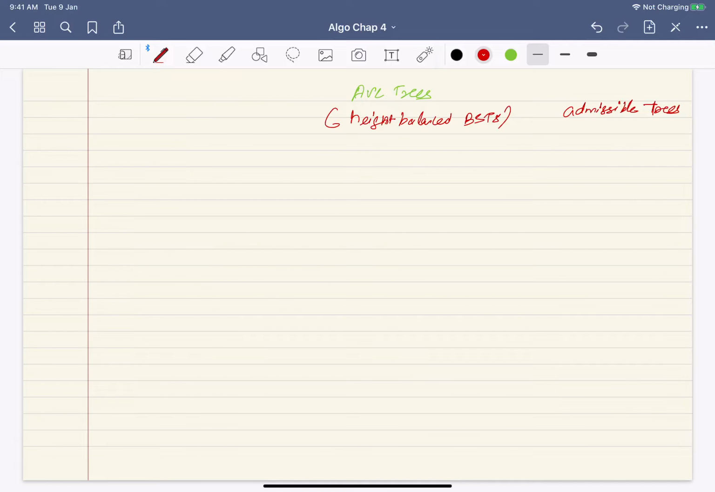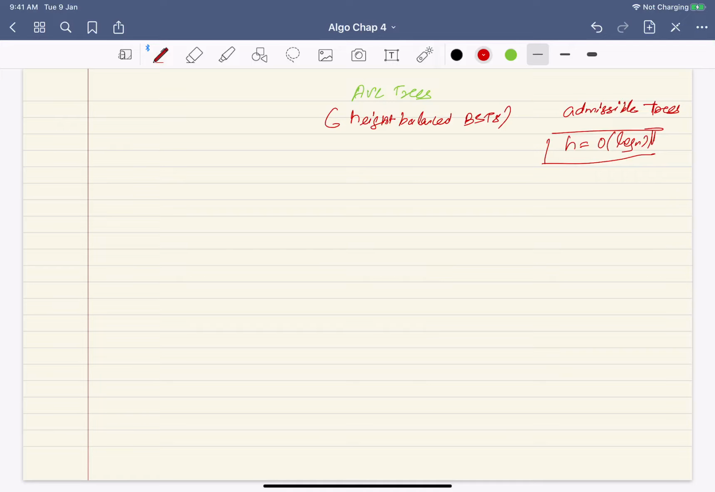So what is the objective? Finally, we want to ensure that while we are doing insert and delete, at every point of time the height is maintained at order log n. So this is the objective. Now, how do they ensure that? What is the additional restriction they put over binary search trees so that this happens?